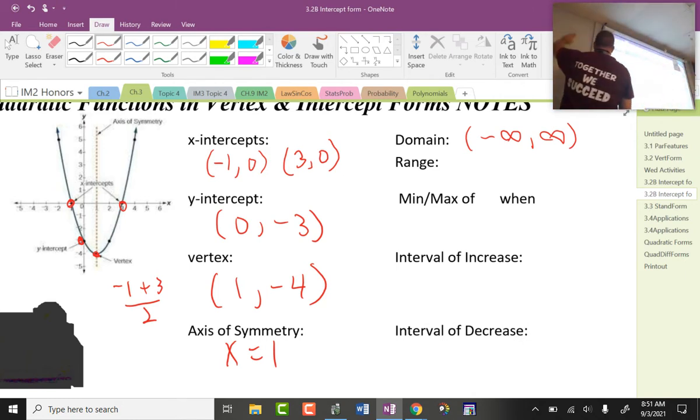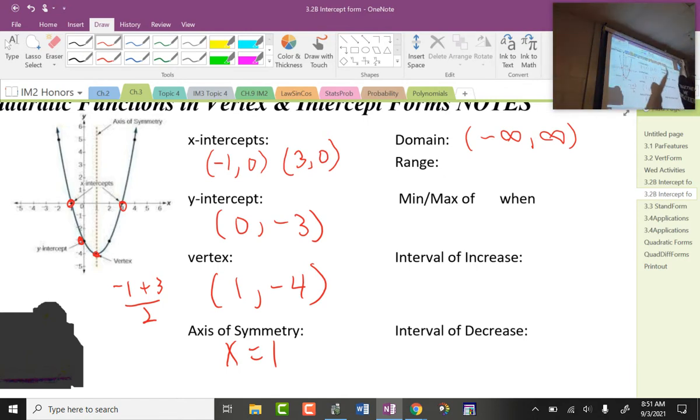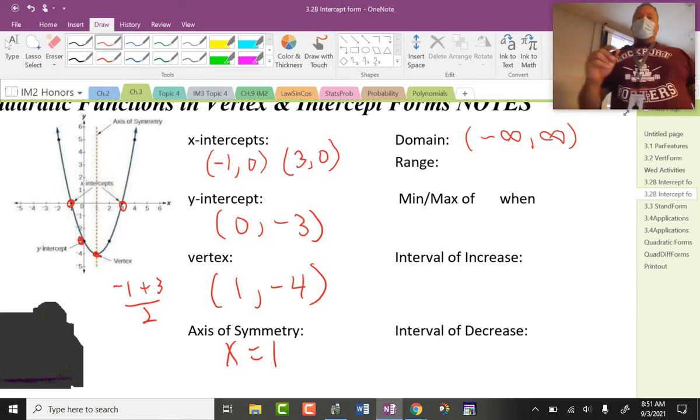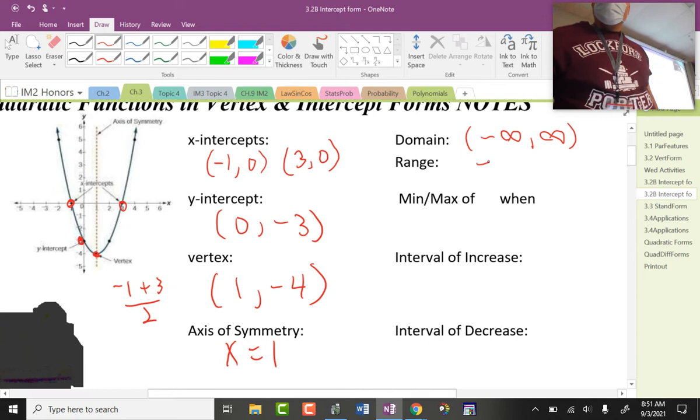So when we answer questions, we must answer the way we read, right? We read, and we read left to right. So what is the range? It is -4 to infinity is what's covered on this graph.